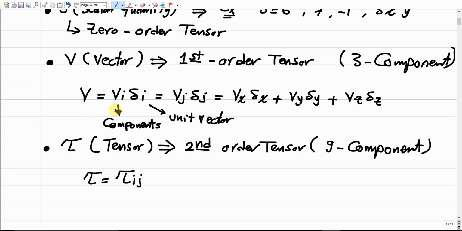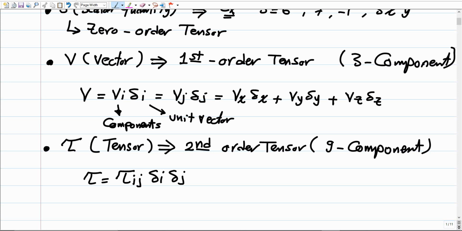We have vi, these are the components of the vector, delta I, this is the unit vector. So the same thing for the tensor, we have tau ij, which stands for the components of this vector, delta I, delta j. So these are two unit vectors multiplied, delta I times delta j. This gives a tensor. So if you multiply any two unit vectors together, this is going to give a tensor.